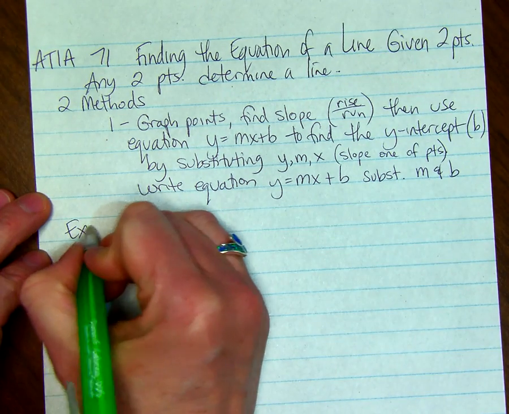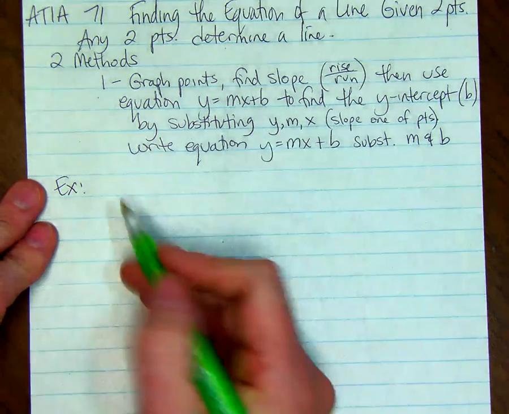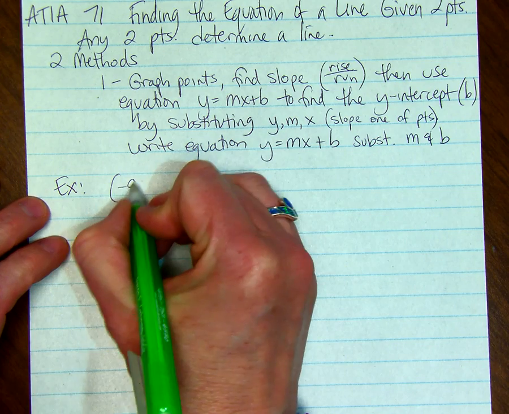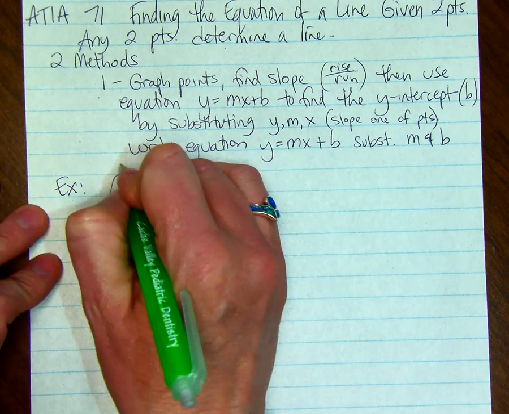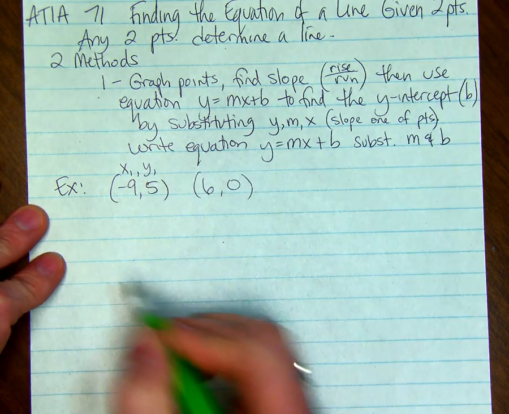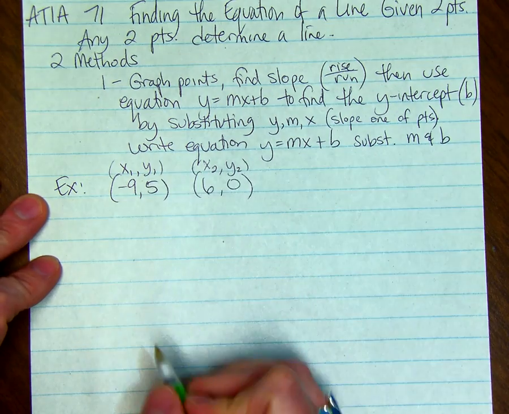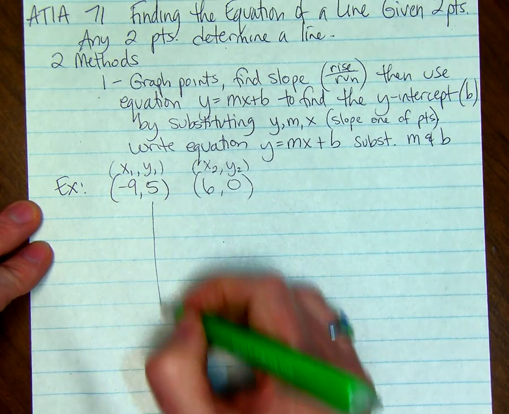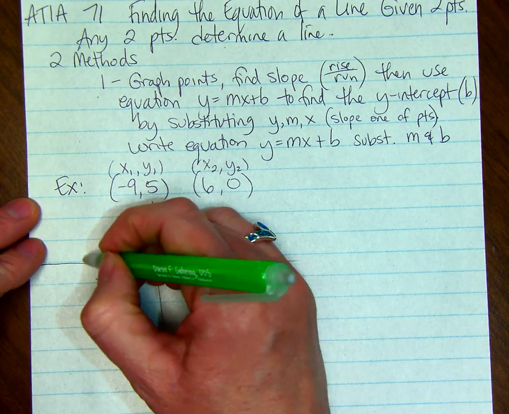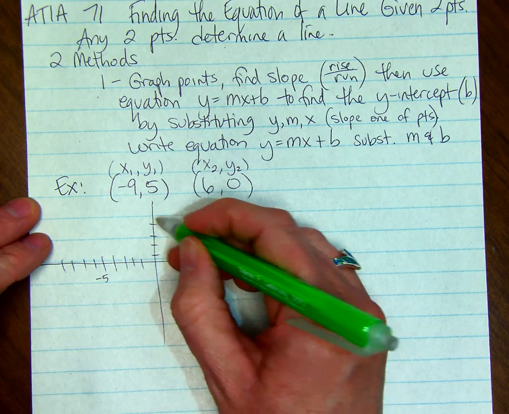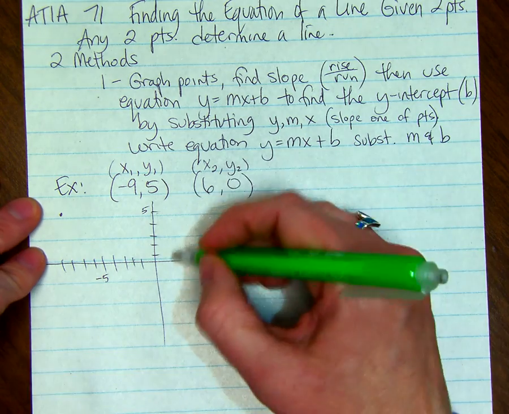So here's an example. This is for the first method. Here are our points. They're giving us -9, 5, and 6, 0. So we're going to call -9 x sub 1 and 5 y sub 1 because that's our first point. X sub 2, y sub 2 is our second point. So we're going to graph -9, 5, and 6, 0.